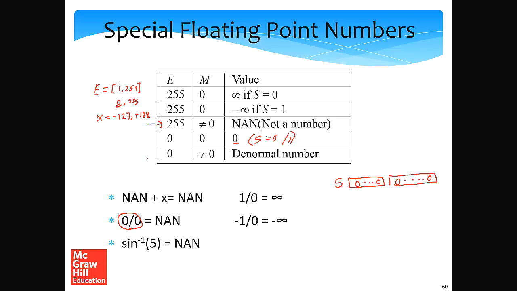The last subclass is very interesting. It's called a denormal number. So we will discuss this in later slides. In this case, E is equal to 0, but M is not equal to 0. So we will discuss this case in the next few slides.